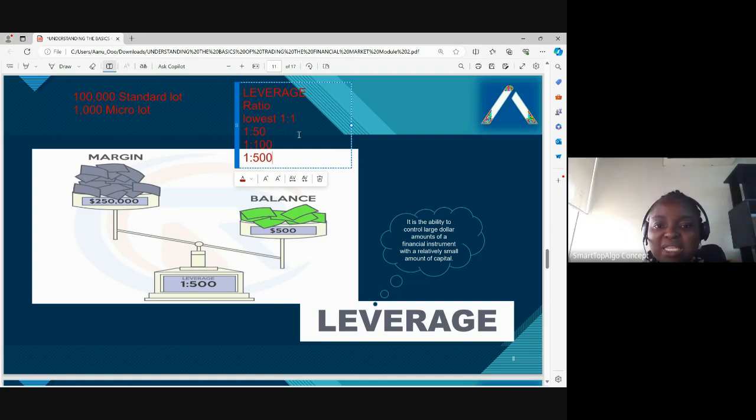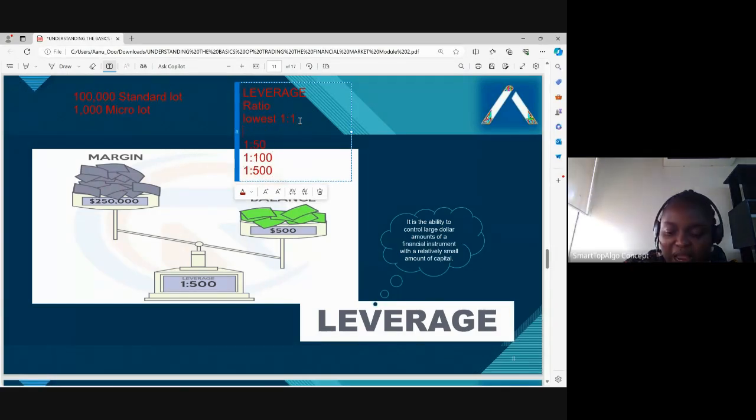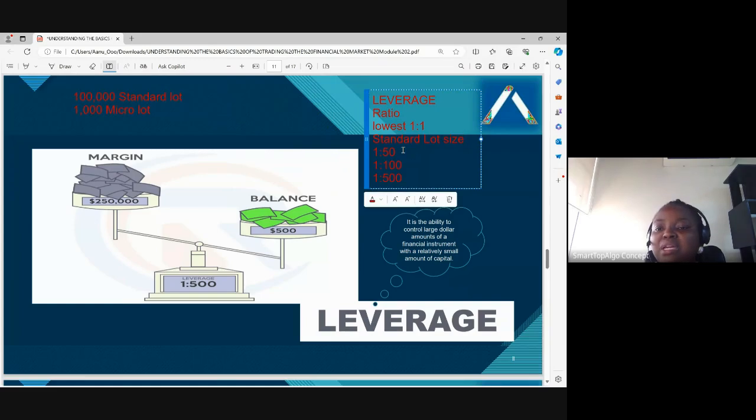And also for the example, I want to enter a trade with a standard lot size using different leverages. How do I manage it? Now, remember I said that to enter a standard lot size you need $100,000.